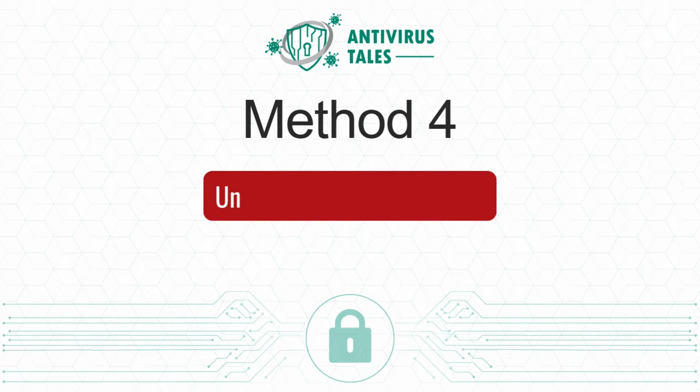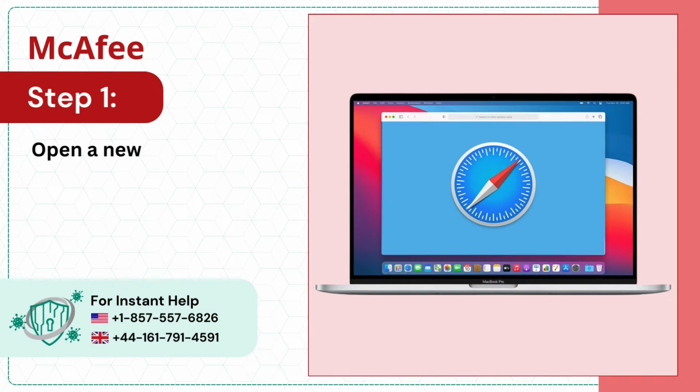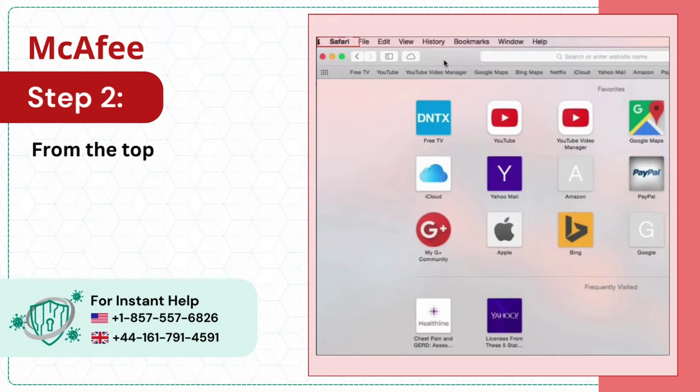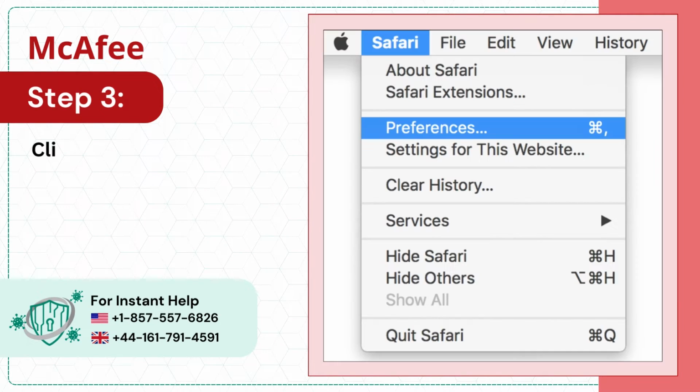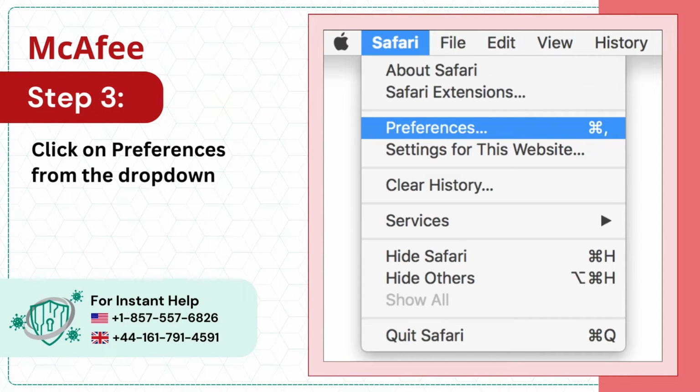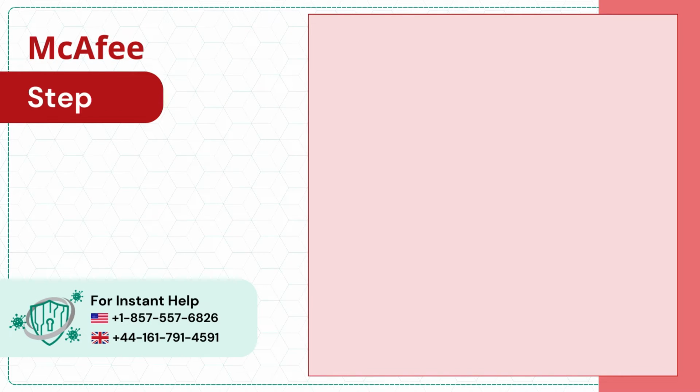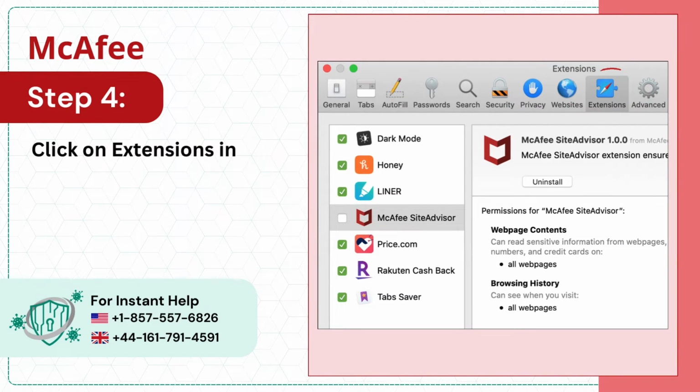Method 4. Uninstall McAfee extensions. Step 1. Open a new Safari window. Step 2. From the top left corner, click on Safari. Step 3. Click on Preferences from the drop-down. Step 4. Click on Extensions in the pop-up windows.